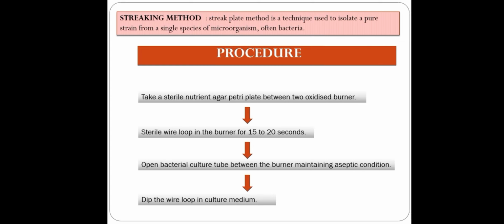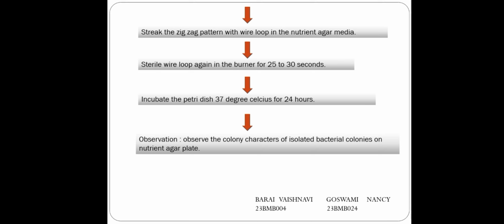Take a sterile nutrient agar petri plate between two oxidizing burners. Sterilize the inoculating loop in the burner for 15 to 20 seconds. Open the bacterial culture tube between the burners, maintaining aseptic conditions. Dip the inoculating loop in the culture medium and then streak in a zigzag pattern on the nutrient agar media.